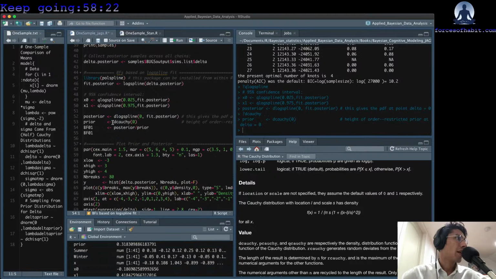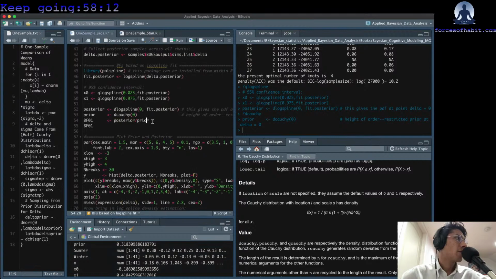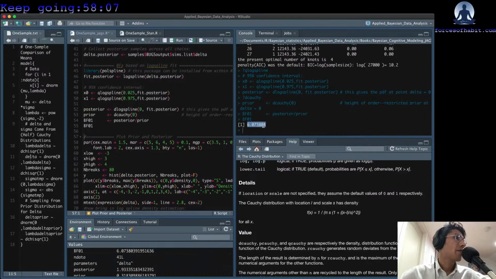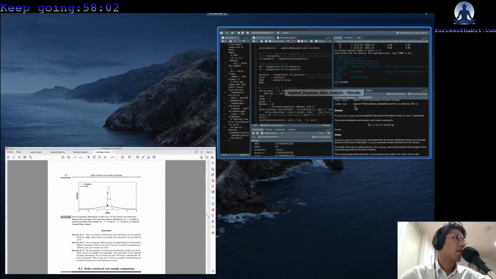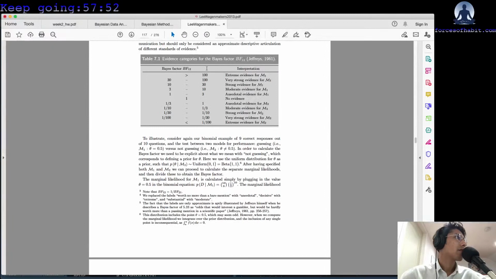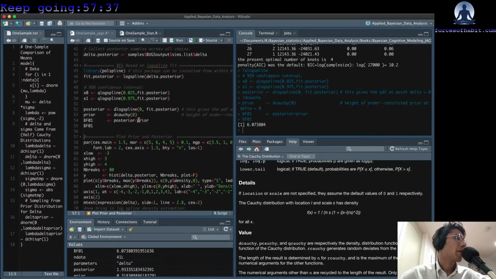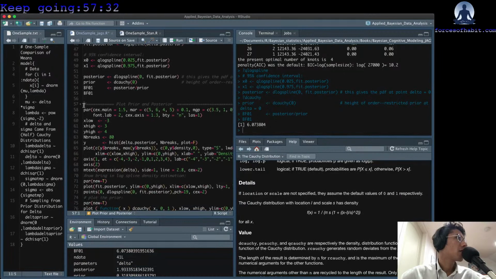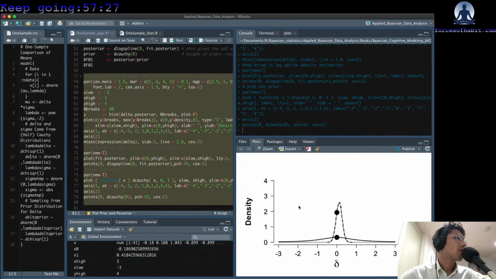So now we have our prior distribution, which we knew was Cauchy. And now we're taking our posterior distribution. We're getting the density at 0. And now we're going to take the posterior over the prior, which is a Bayes factor. And we have a Bayes factor of 6, which, if we look at last chapter, is like evidence in favor of one hypothesis, right? Moderate evidence in favor of the prior. That's what the book shows.